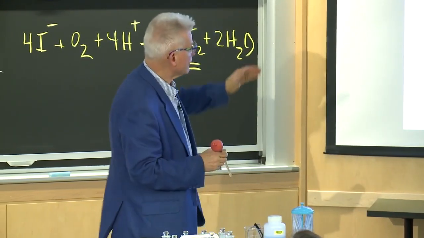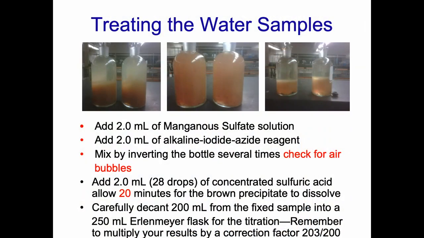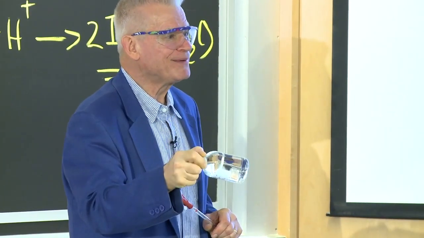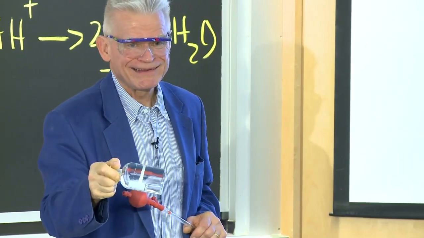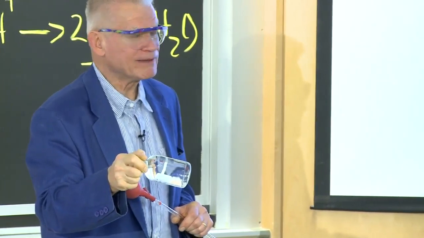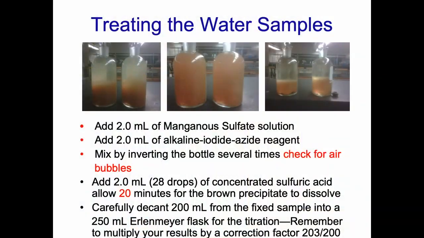And then do the same thing with the alkaline iodide azide reagent, 2 mils in each bottle. And you should look at the bottle at this point. After you add those reagents, there should not be any bubbles. If there's a bubble, it means you've introduced air, and your DO values will be higher by doing that. So once you treated with these 2 steps here, you've essentially trapped the oxygen.